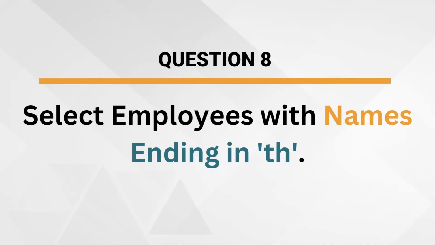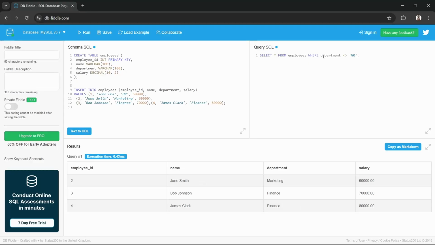Now, if you want to select the employees whose names end with TH, how can we do it? After WHERE, write name LIKE '%' symbol, because it can be anything at the first, and then write 'TH' because it should end with TH. Now if you run it, you can see that Jane Smith is the only employee whose name ends with TH.